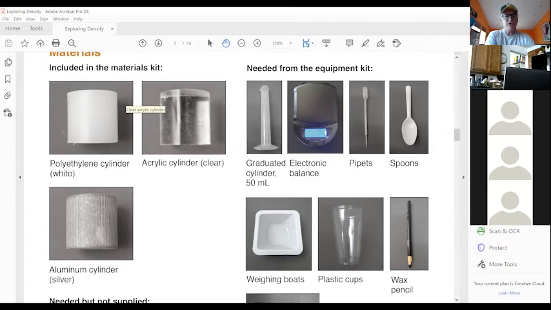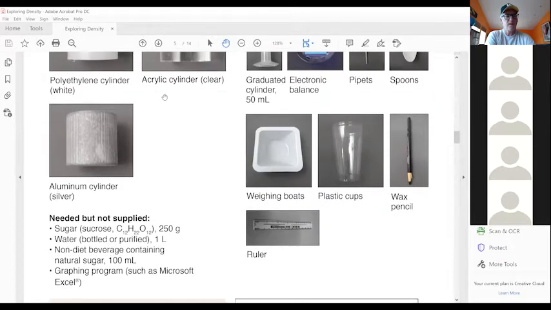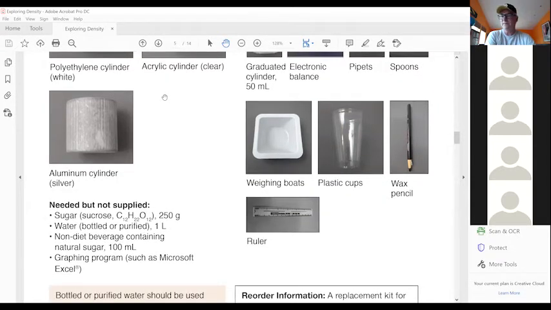So everyone has white sugar, hopefully. Their bottle, their water, of course. I'm just using filtered water. My non-diet beverage, I have some grape juice that I'm allowing to come to room temperature. That's going to be important.